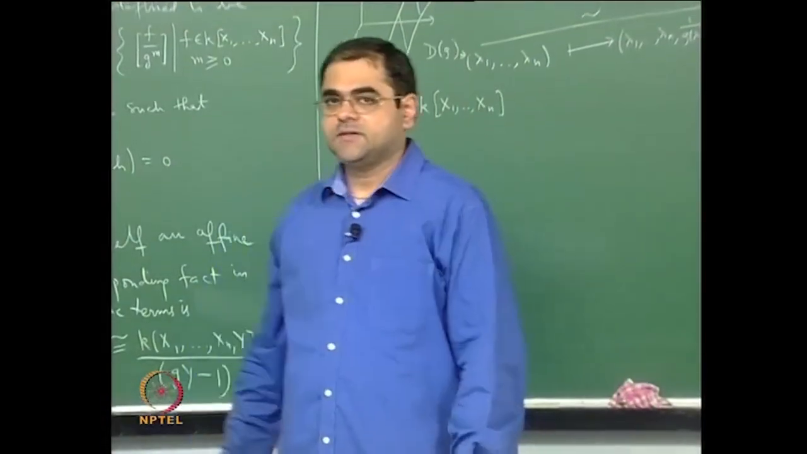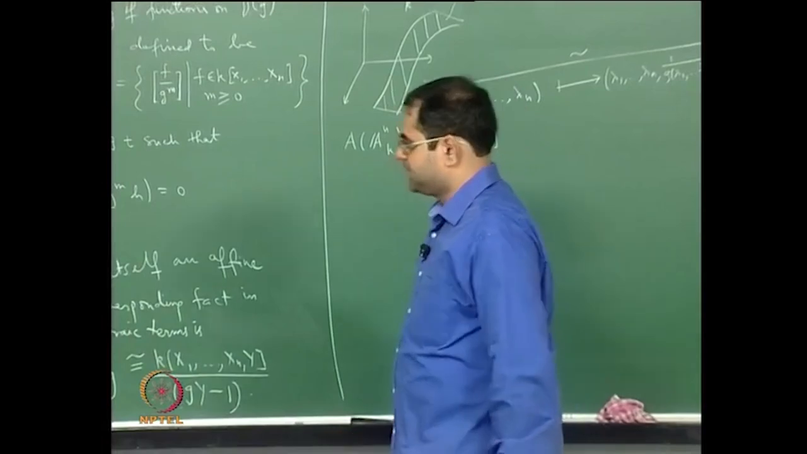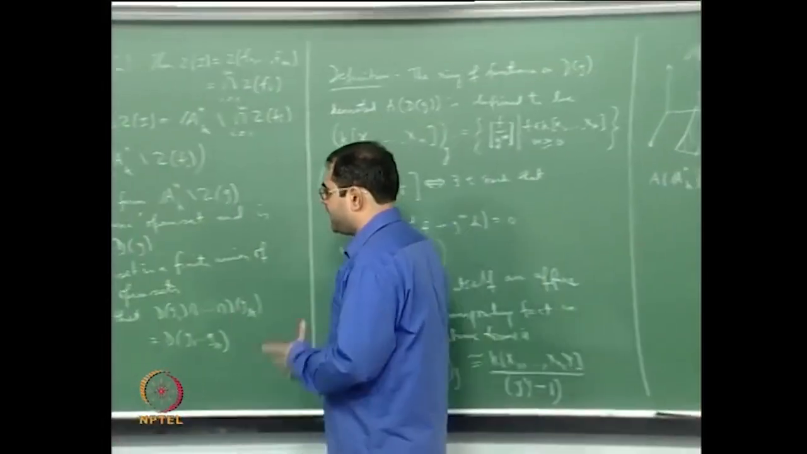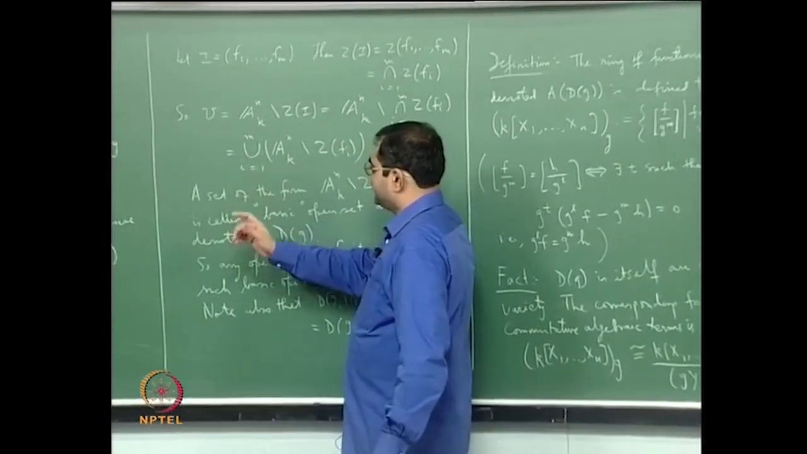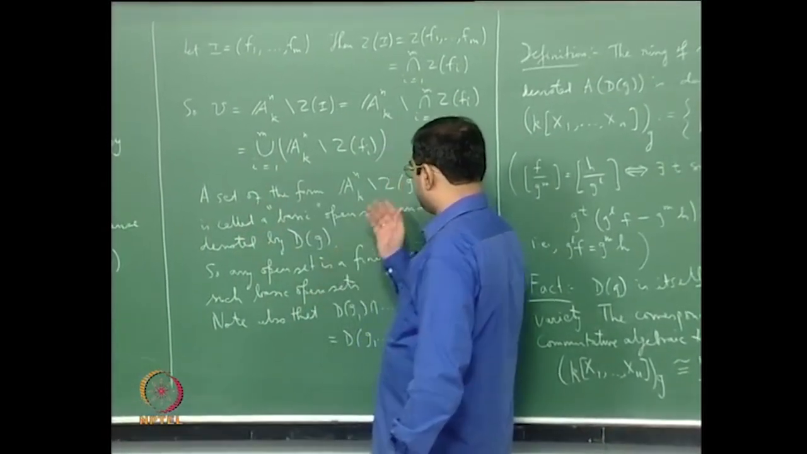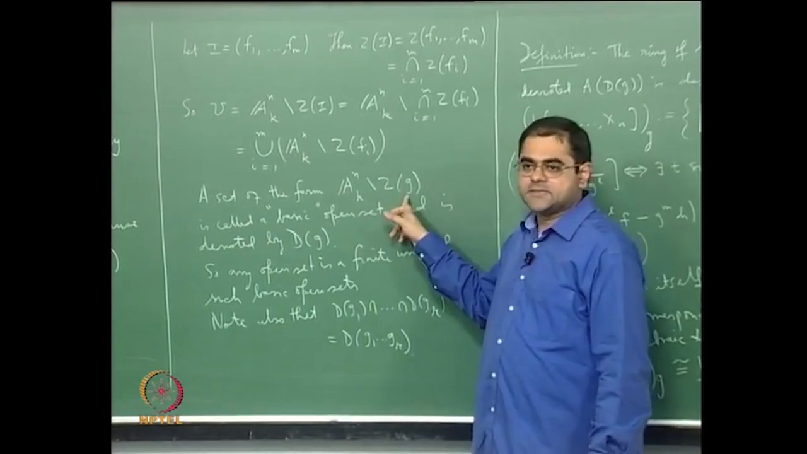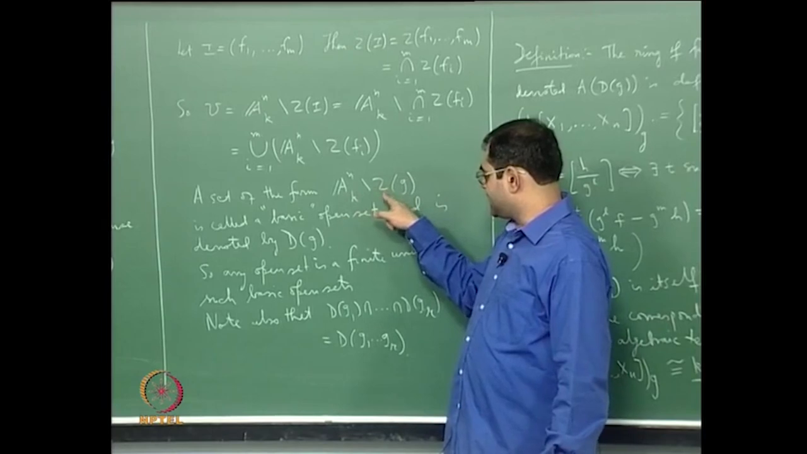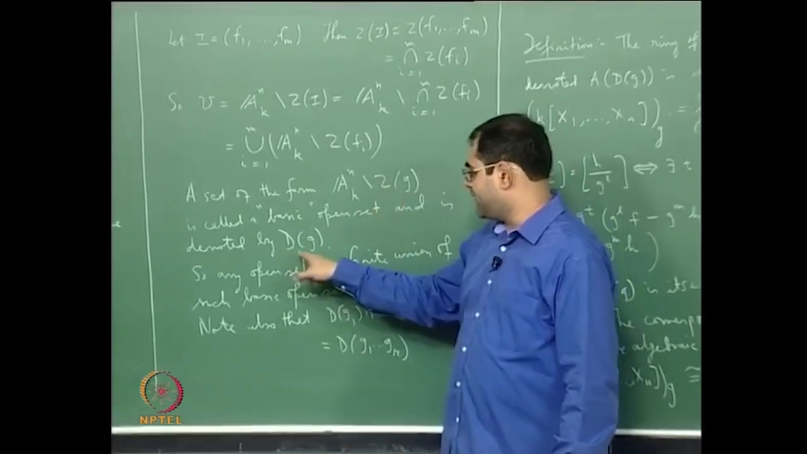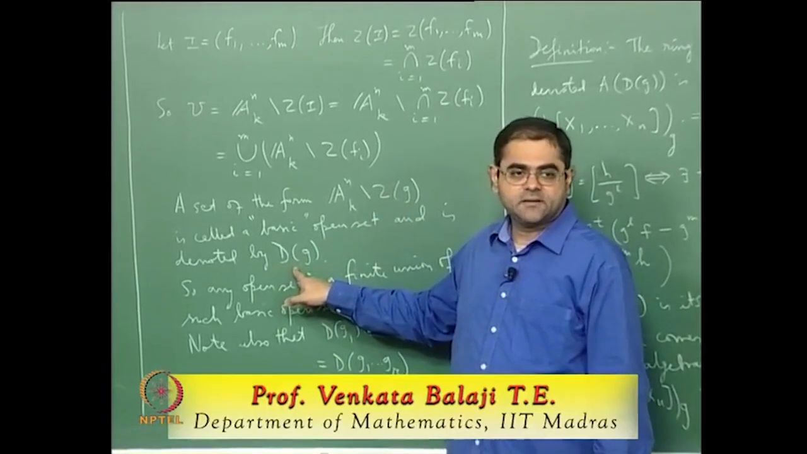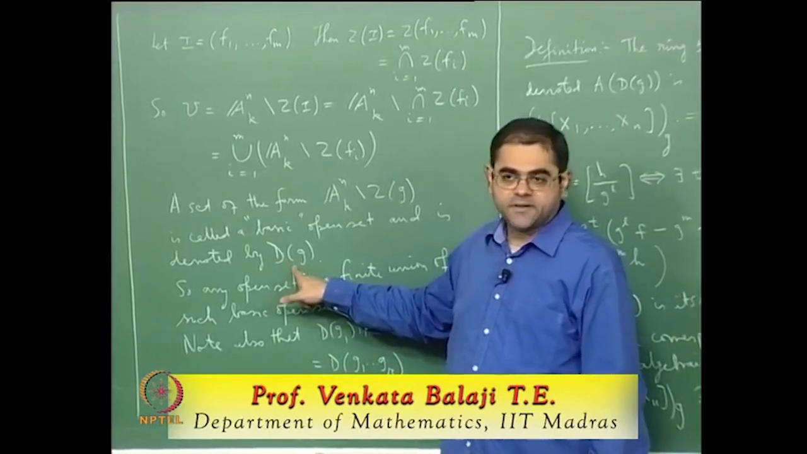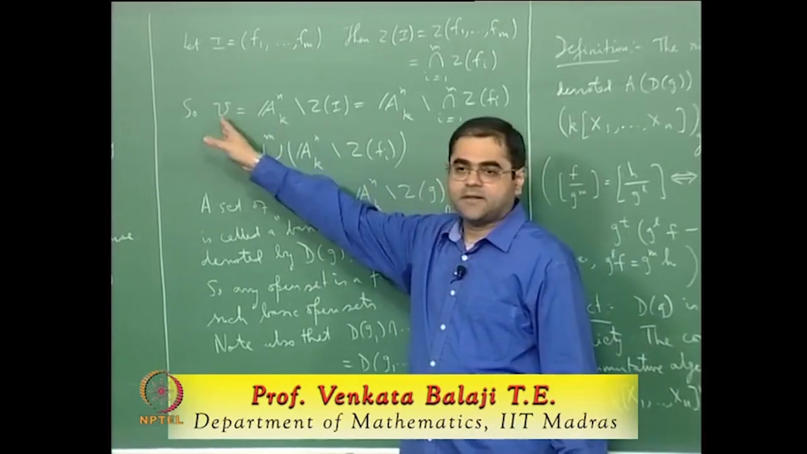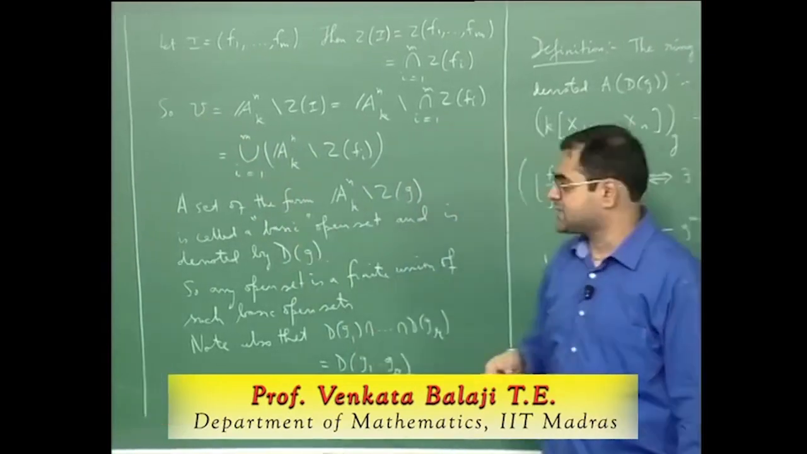Let's continue with our discussion of basic open sets for the Zariski topology. So let me again recall, you start with a polynomial g in n variables, and you look at the complement of the 0 locus of g and call it Tg. It is called the basic open set defined by g, and any open set can be written as a finite union of such basic open sets.